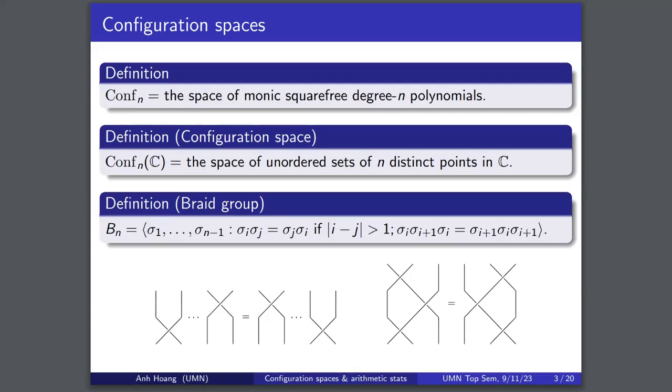Right, and it's well known that configuration space is K(π,1) of something called the braid group, and this is a pretty well-known group that has the following presentation. The group B_n has n minus 1 generators. Each of them looks like this. That's when you have the strands cross each other. And then it satisfies two relations. They commute if they're far apart, and they satisfy a braid relation if they're next to each other.